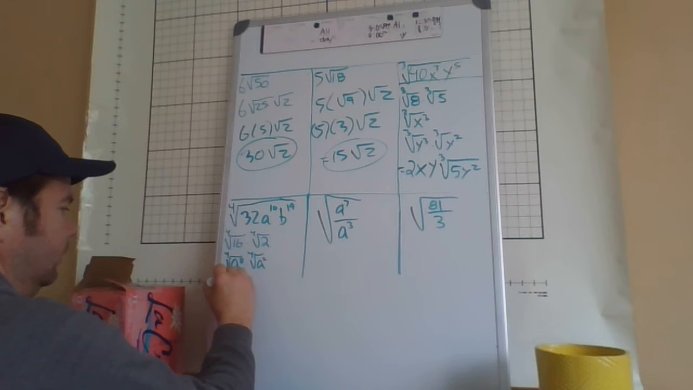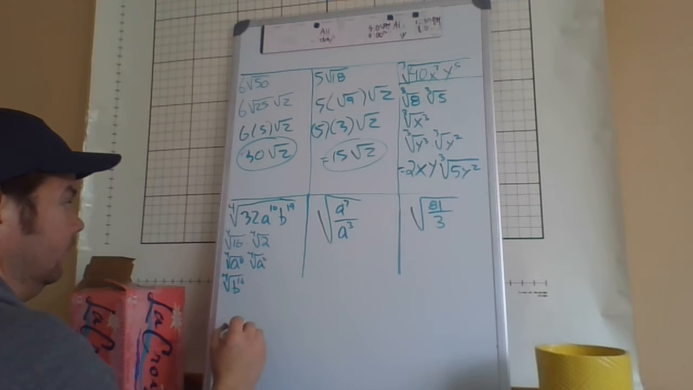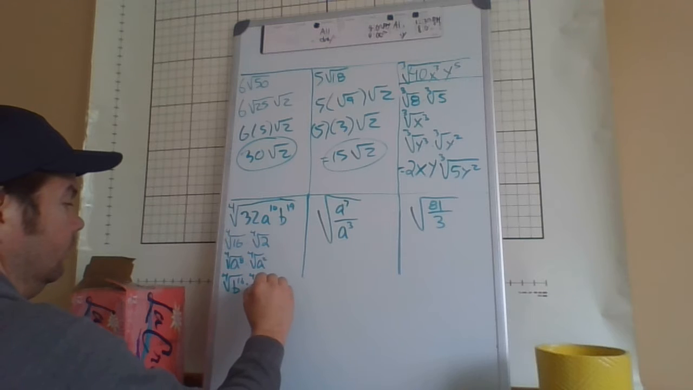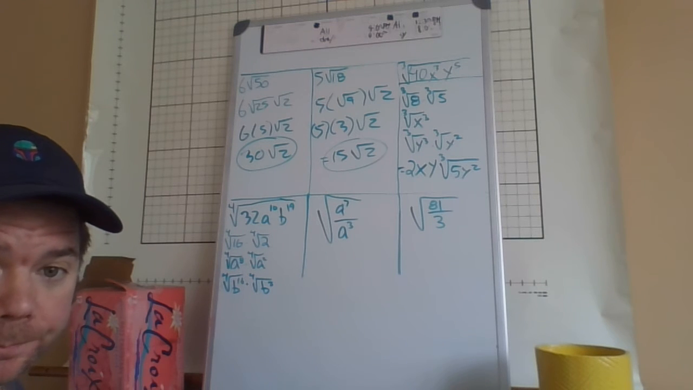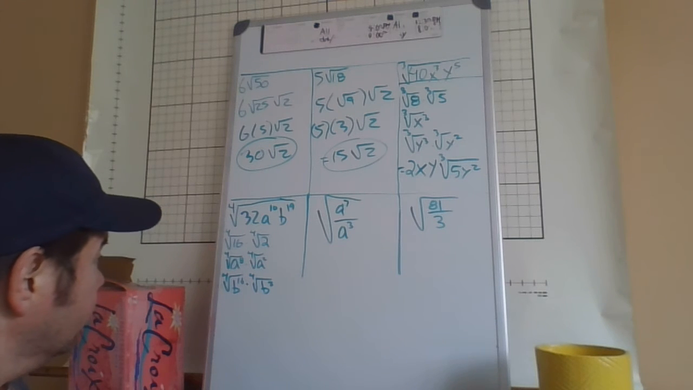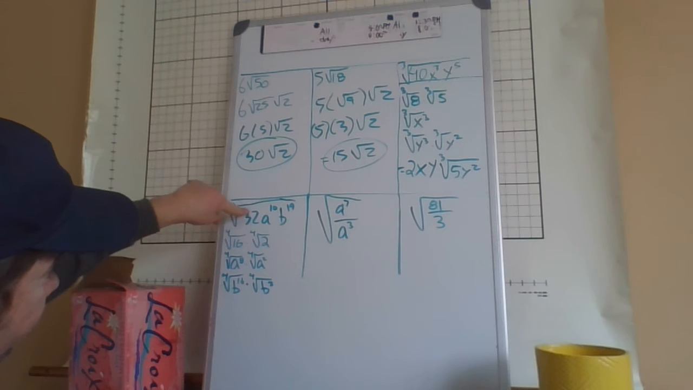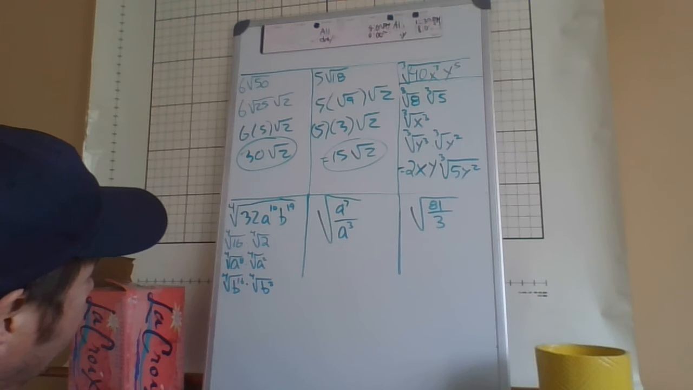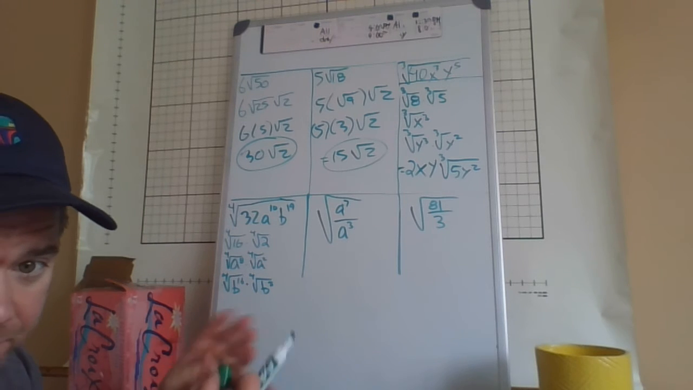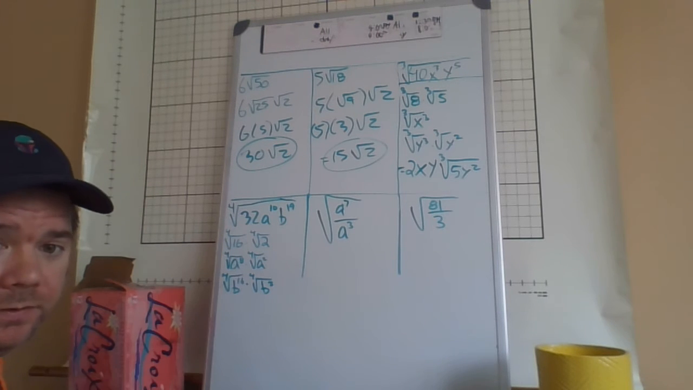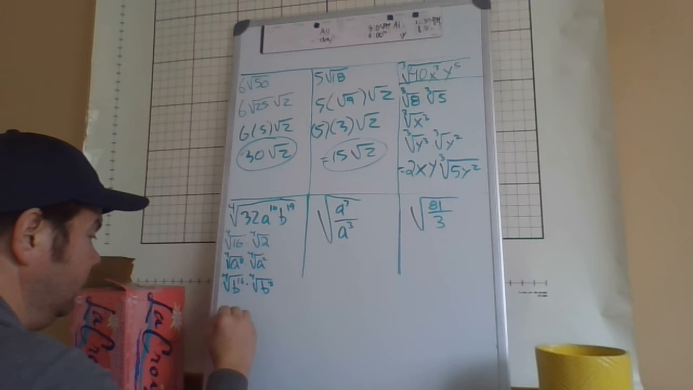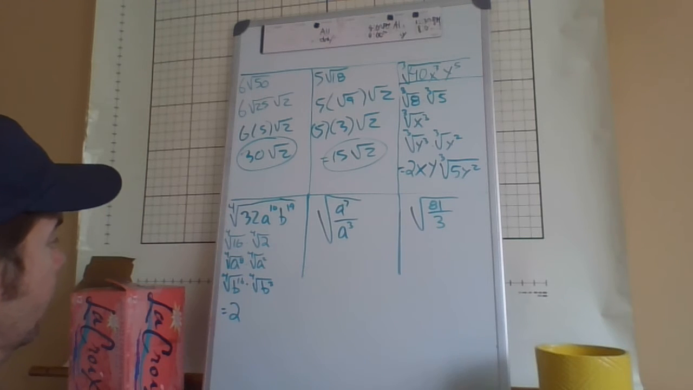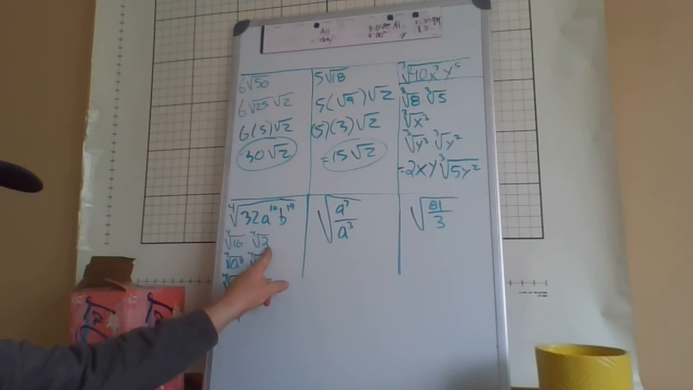Fourth root of b to the 16th times the fourth root of b to the third. Okay, all right. So I've broken everything up into its pieces. Now I can start to simplify and put everything back together. Fourth root of 16 is 2. Fourth root of 2 I can't do, so I'll come back to that later.